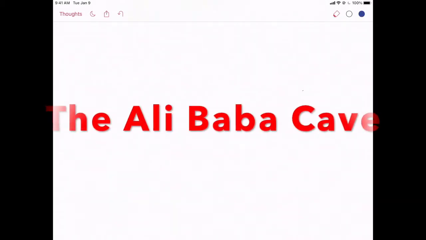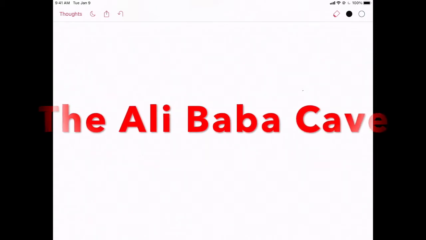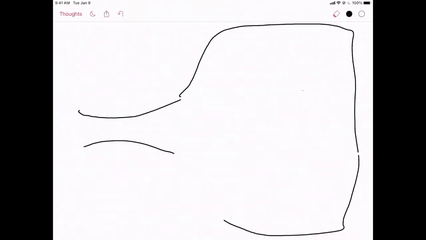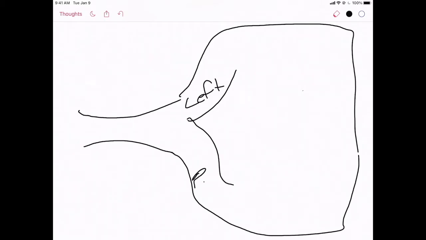Okay. So imagine that we have this cave, and it has an entrance, a very long entrance, and it has two pathways. One pathway goes off to the left if you're entering the cave from this way, and we'll denote this left, and the other goes off to the right.